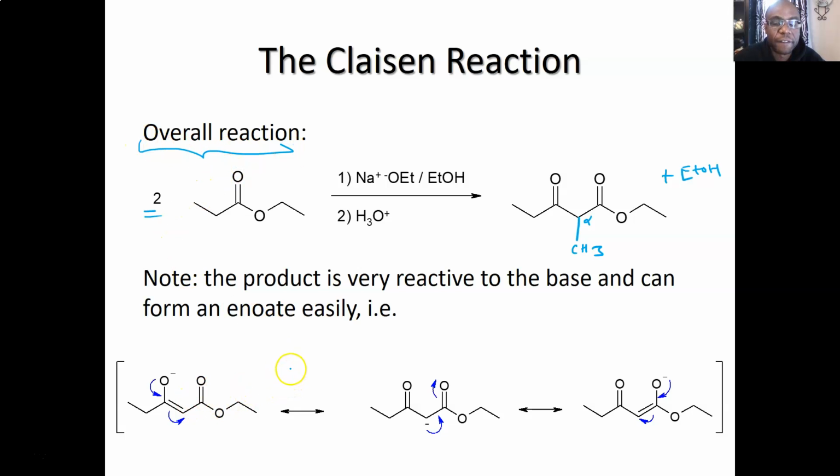Not very easily understood, but again, you have to practice. You just have to practice. Don't say, I got it. No, you have to practice to see it quickly. So this product right here still has an alpha hydrogen, so it's very reactive to the base and can form another enolate easily.